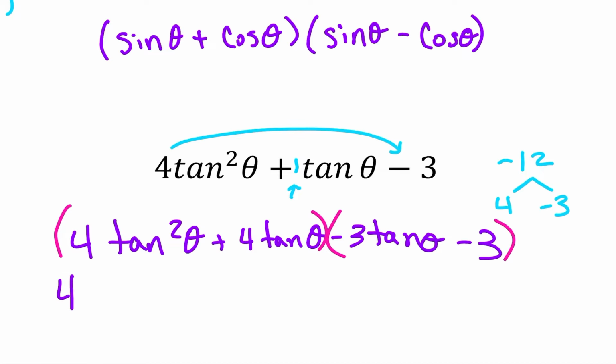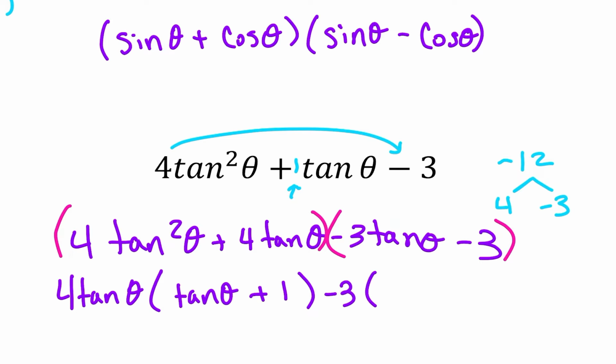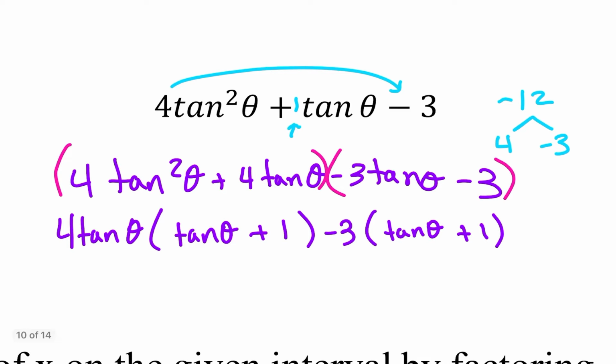So in the first one, I could factor out a 4 tangent of theta, and I have tangent of theta left over here. And in this piece right here, I've got plus 1 left over. And in the other one, I could factor out a minus 3. So when I take a minus 3 out of the first term, I have tangent of theta left over, and I have a plus 1 left over. And since they come out to the exact same thing, that means we did it right.